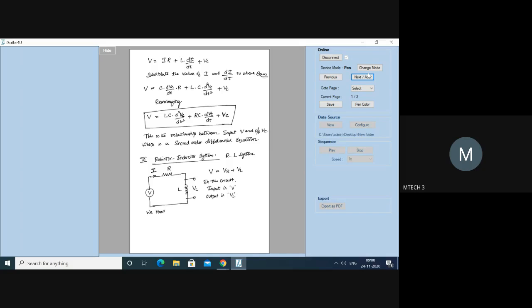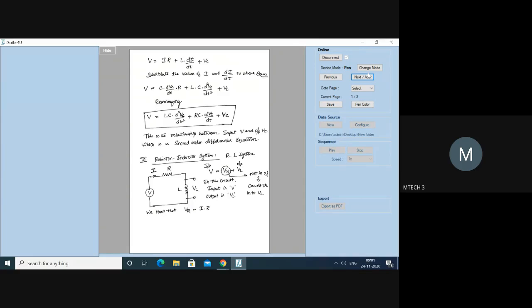Now we'll substitute the value of VR in terms of VL. Are you understanding? Input V is already present in this equation. Output is already present. This one is not in the form of output, so convert this into a VL equation. Okay, now we shall do that. What is VR? I into R. Okay, VR is I into R.